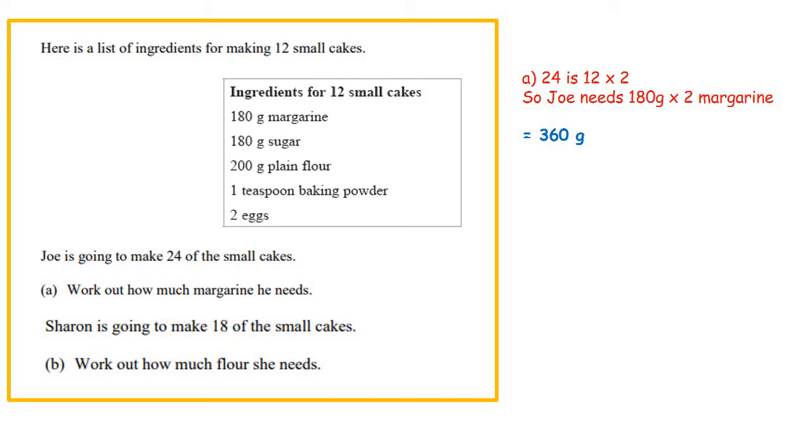I know that 6 goes into 12. 12 divided by 2 is 6. And I also know that 18 divided by 3 is 6. So I know that 6 goes into both 12 and 18. So I'm going to work out how much ingredient is needed for 6 cakes by dividing by 2. Half of 200 grams of plain flour is 100 grams. So 6 cakes is 100 grams. And then I need to multiply that by 3 to get 18 cakes. And that gives me 300 grams of flour.